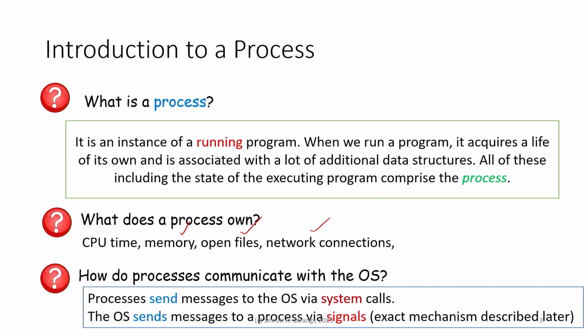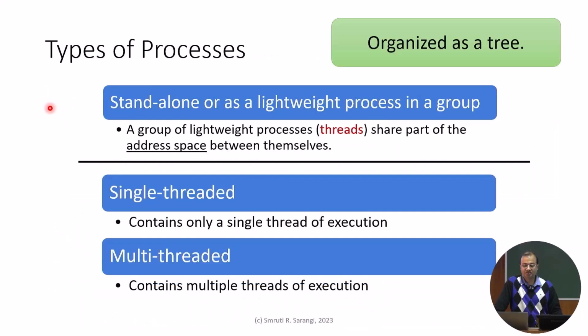So we have already talked about how processes communicate with the OS in chapter 1. So we looked at system calls, which is a fake interrupt mechanism of actually talking to the OS, and we have looked at reverse system calls, which are signals. So signals are methods by which the OS sends a message to a process about something. Right, so we'll look at the different types of processes.